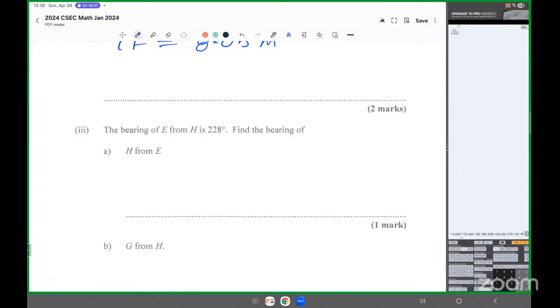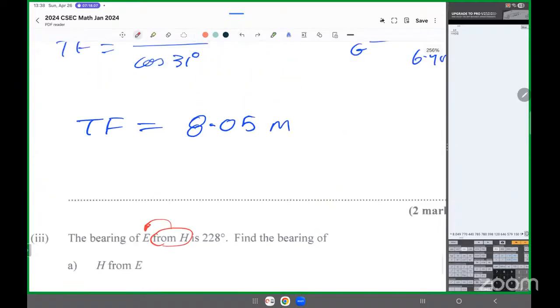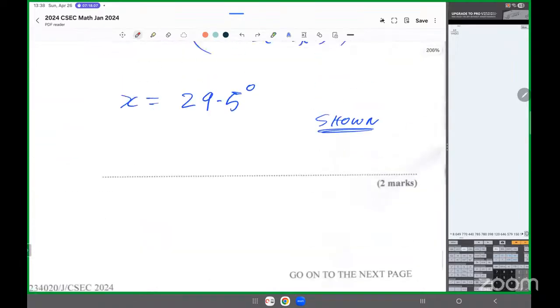The bearing of E from H is 228 degrees. All right, find the bearing of H from E. So let's put this on the diagram and then see what angle they want. So the bearing of E from H. I have to be careful now. The bearing is measured from a position, so it's from H to E. It's 228 degrees. So let's put it on the diagram. H to E.